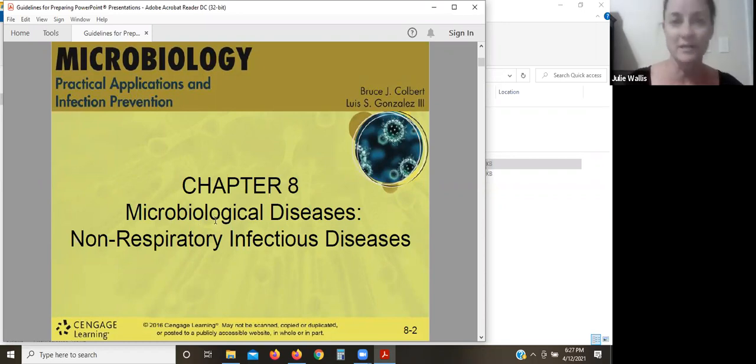The reason for that is, like we talked about in the previous chapter, the respiratory system is the most common portal of entry, and so that has the most diseases out of any of these. So they just lumped all the other ones together, and we just blow through them in this chapter. There is a lot more information in your textbook that's just here and there.